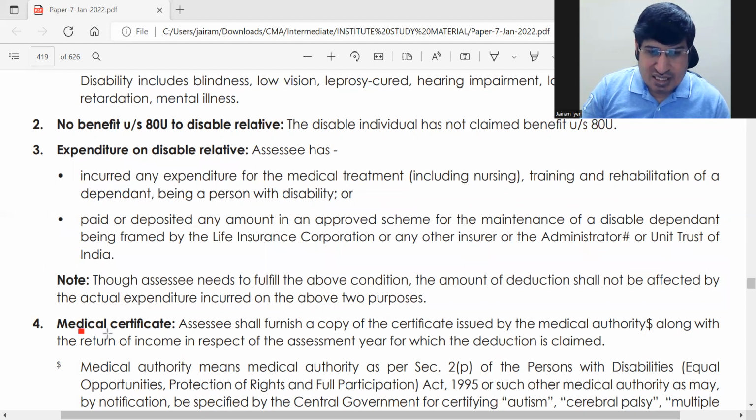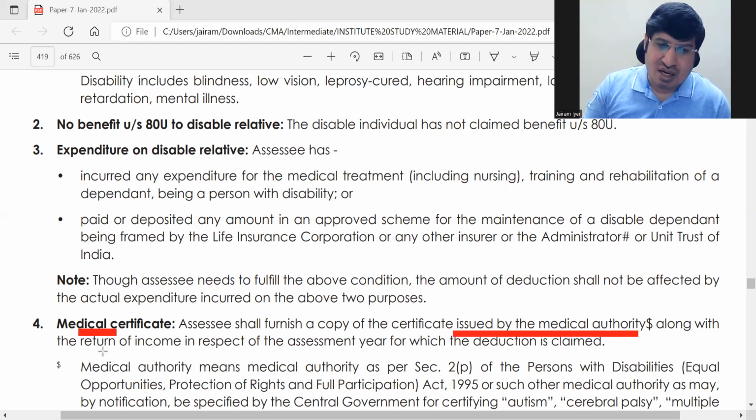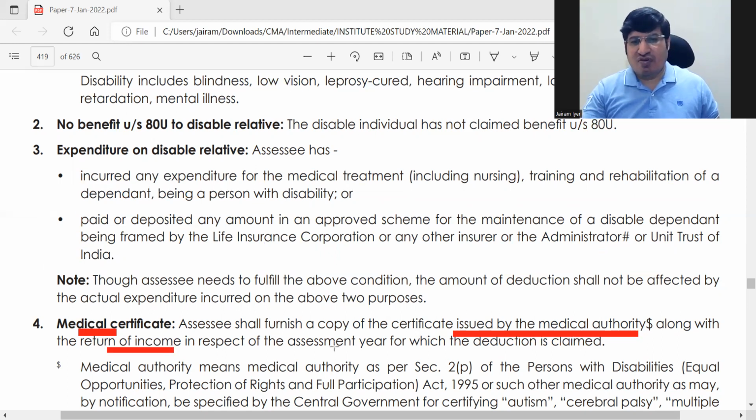One thing needed is a medical certificate, because if you are claiming this, it has to be 40% or more disability, correct? So you need a medical certificate for that. We cannot say that it is 40% or more. The assessee shall furnish a copy of the certificate issued by a medical authority along with the return of income. When he files the return of income, just furnish a copy of the certificate by the medical authority.